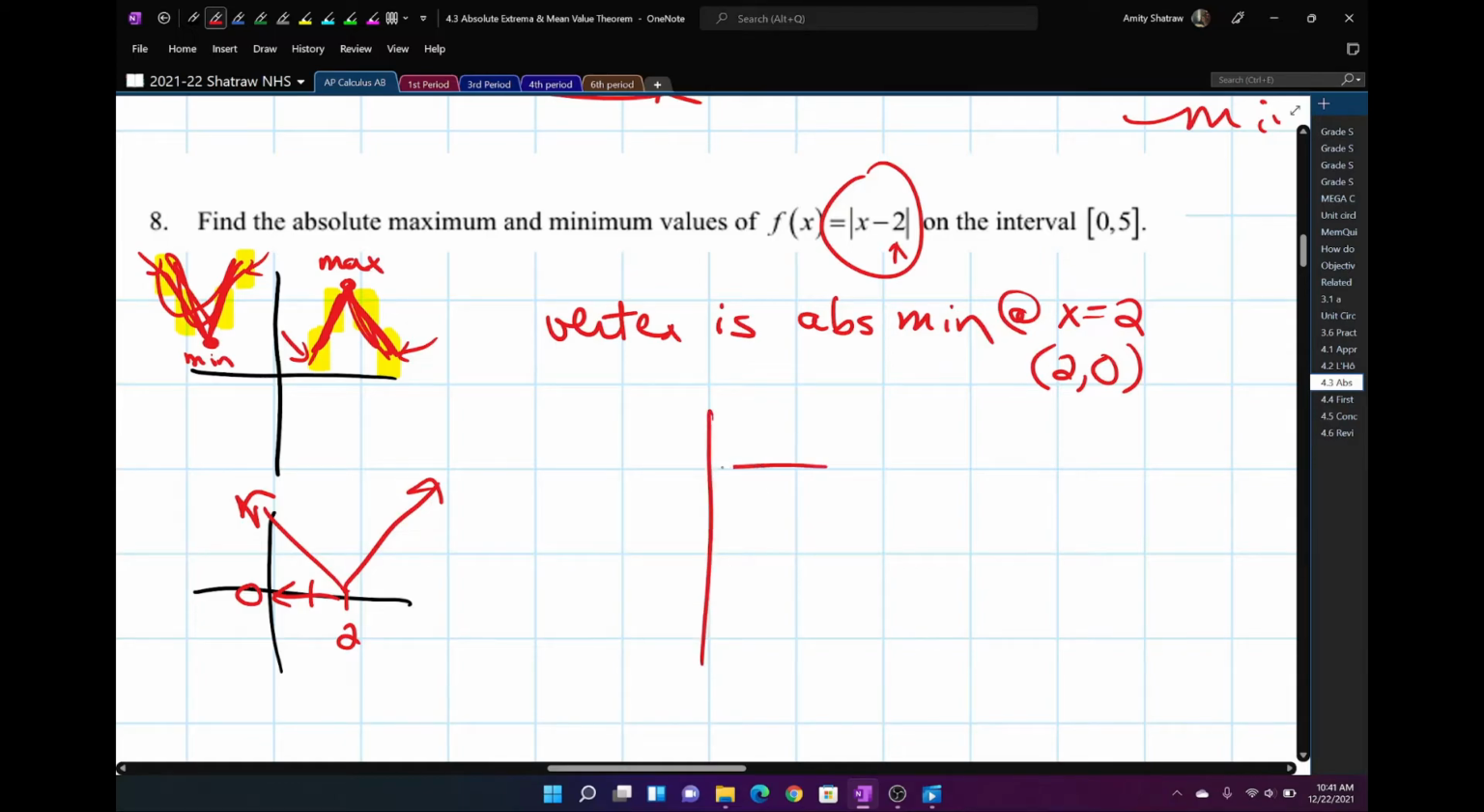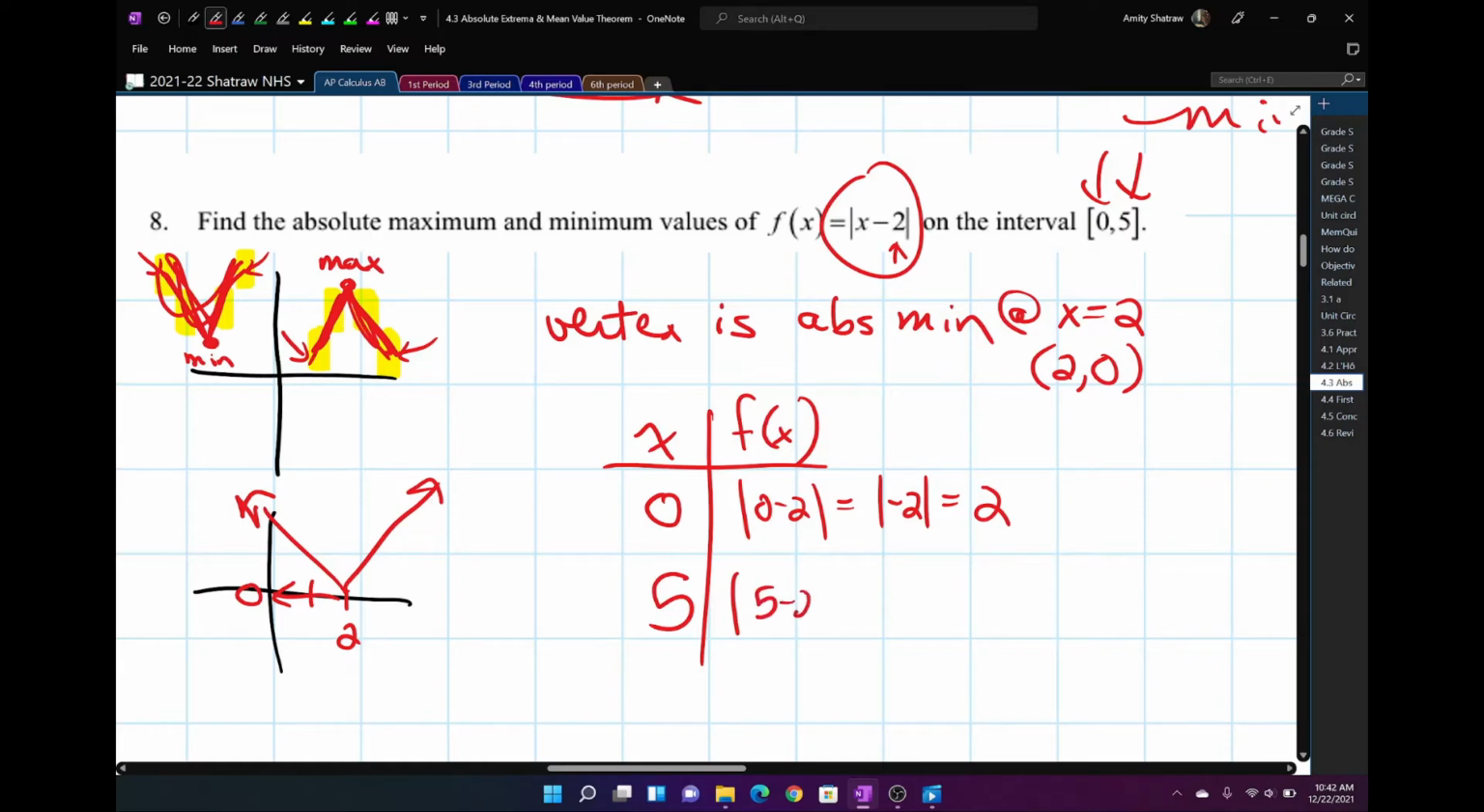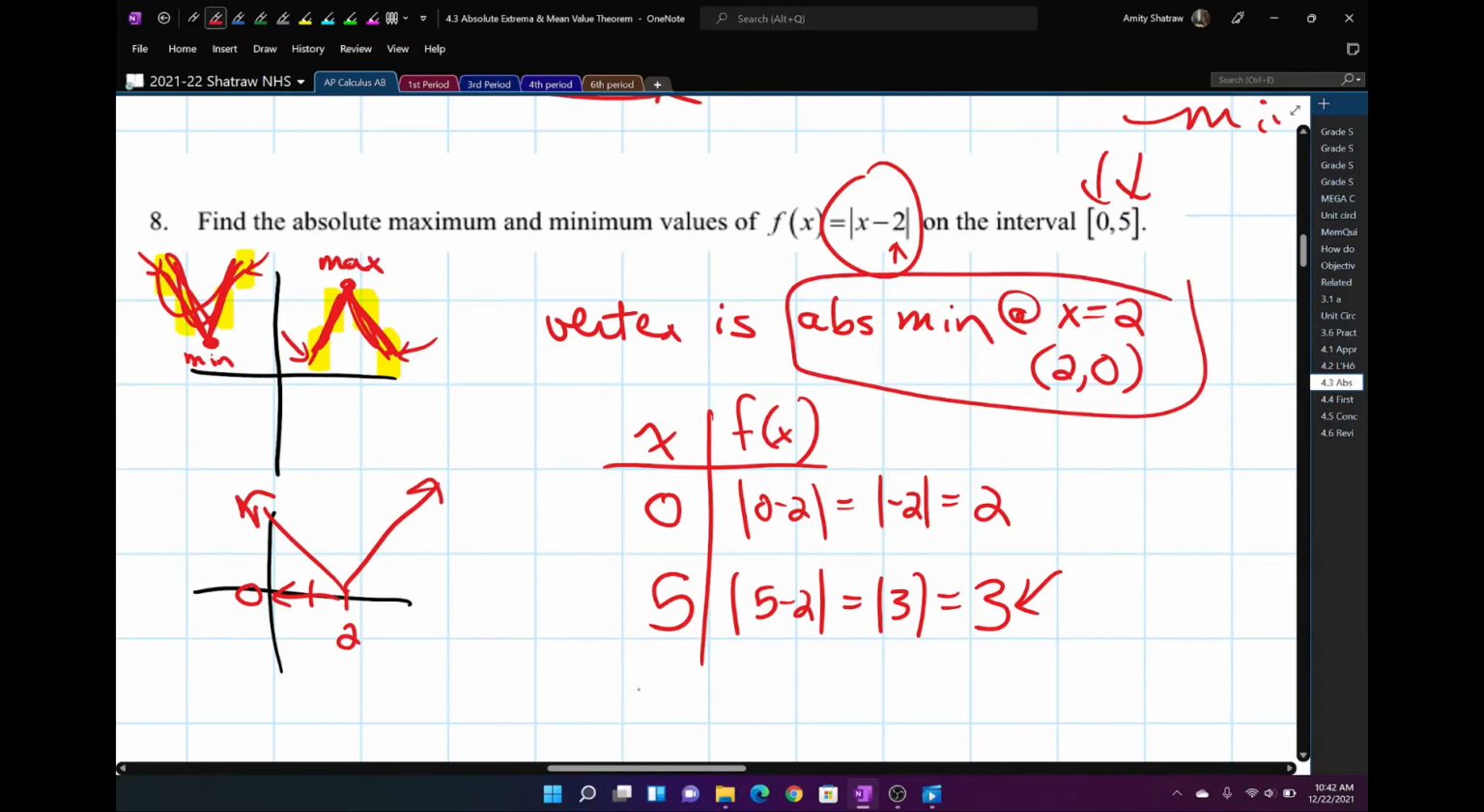And now I just want to have a little table again, an x and an f of x table, where I'm checking that 0 value for x and that 5 value on my interval from a to b. And what do I get? I get the absolute value of 0 minus 2, which is the absolute value of negative 2, which is 2. And I have a 5 minus 2. Take the absolute value of that, I get the absolute value of 3, which is just 3. And so it's clear that that's going to be my absolute. Well, here, let me put a box around this part. That's an absolute min. Right down here, I want to say the absolute max is at x equals 5. The point where it's located is (5, 3). All right, that's the highest height I get.